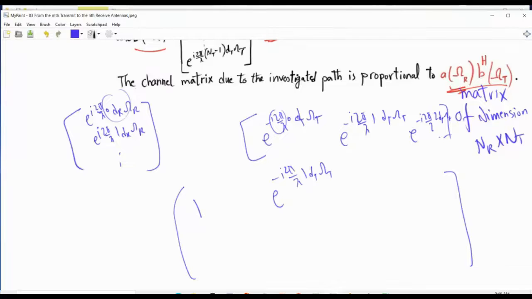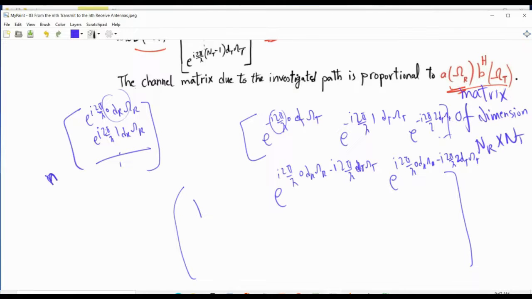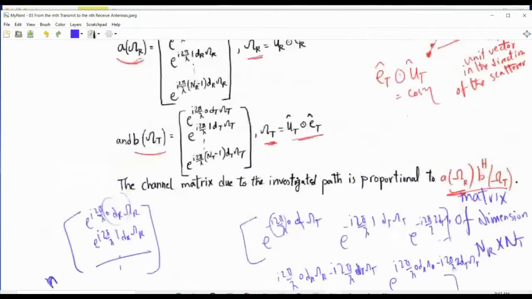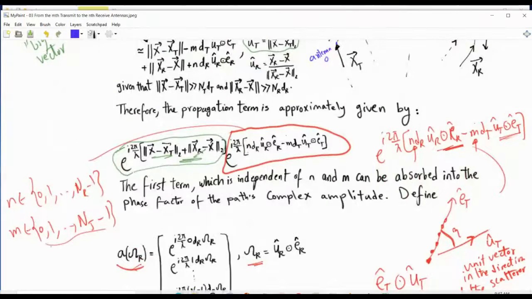Okay, because this guy is 0, and the second element here, let's actually write it with a 0. It's okay, it's just an index for the antenna: e to the minus I 2 pi over lambda 0 dt omega t, and this one will be e to the I 2 pi over lambda 0 dr omega r, and then minus 2 pi over lambda 2 dt omega t, right? So basically, if you take the nth one, and here we are numbering from 0, you will basically get this vector here.